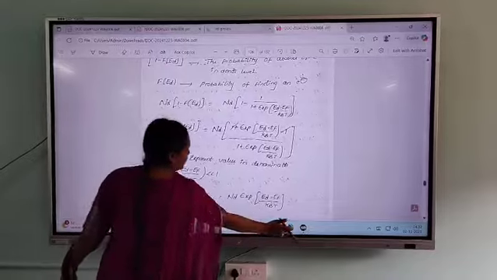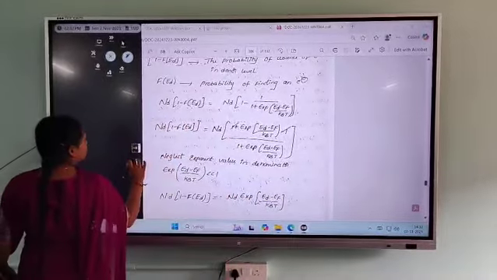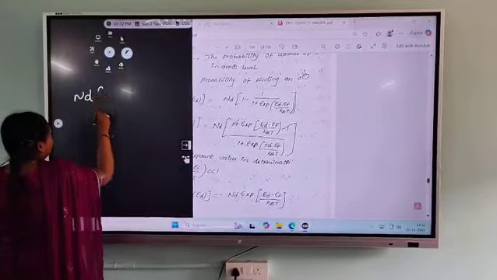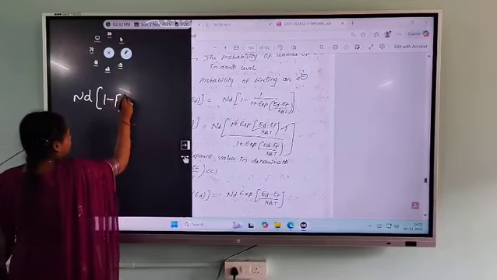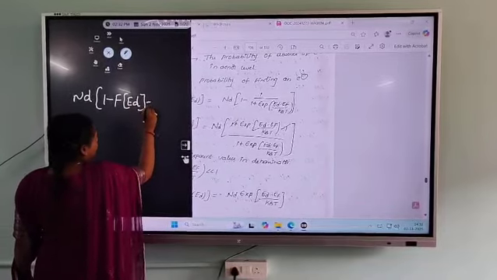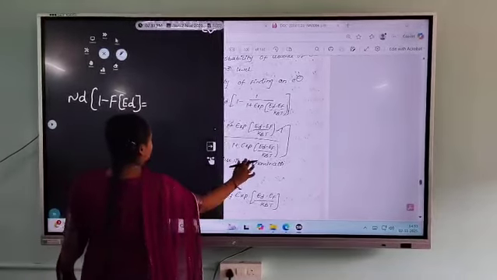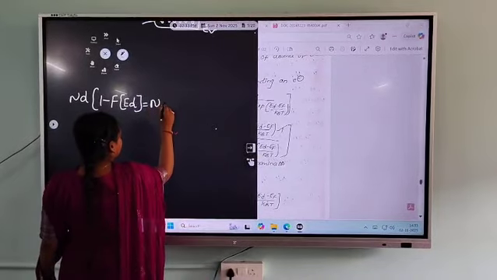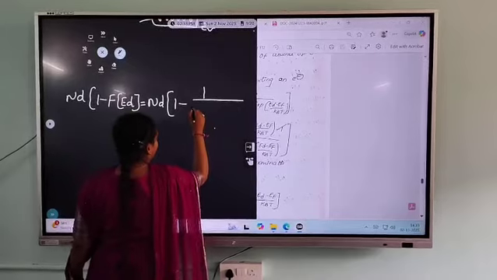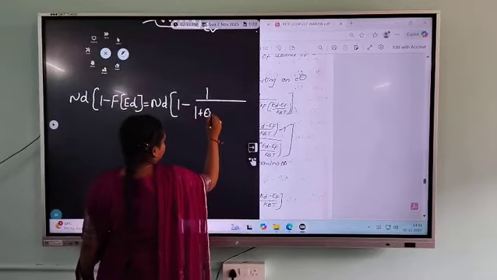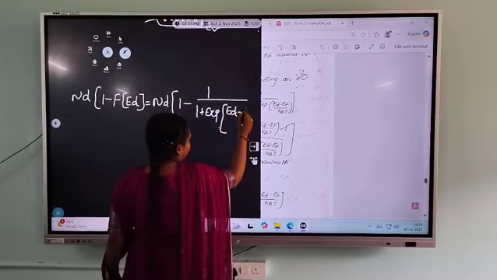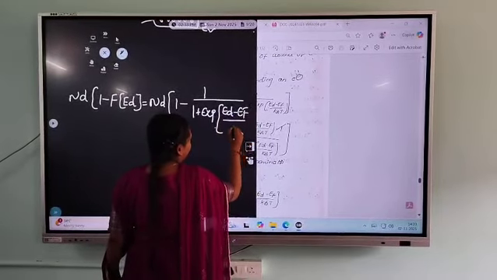From our equation, Nd into 1 minus F of Ed is equal to Nd into 1 minus 1 by 1 plus exponential of Ed minus Ef by kBT.